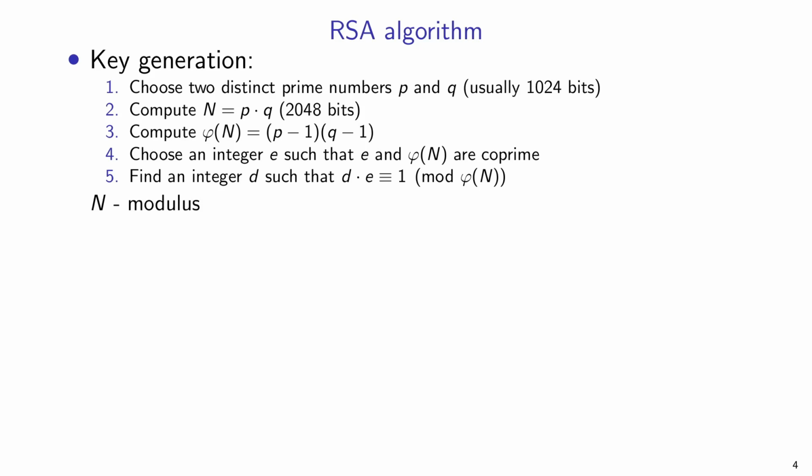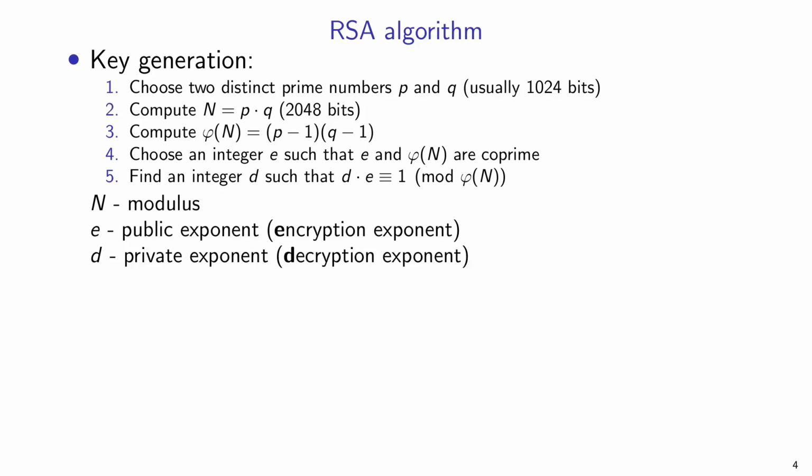N is the modulus, E is the public exponent or encryption exponent, and D is the private exponent or decryption exponent. So the public key consists of the modulus N and the public exponent E, while the private key is the exponent D. So this number D is our private key, which we must not tell to anyone.